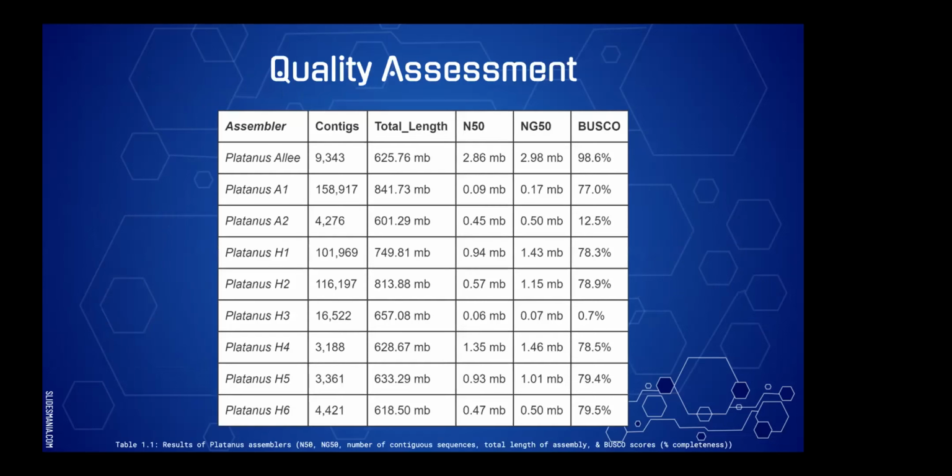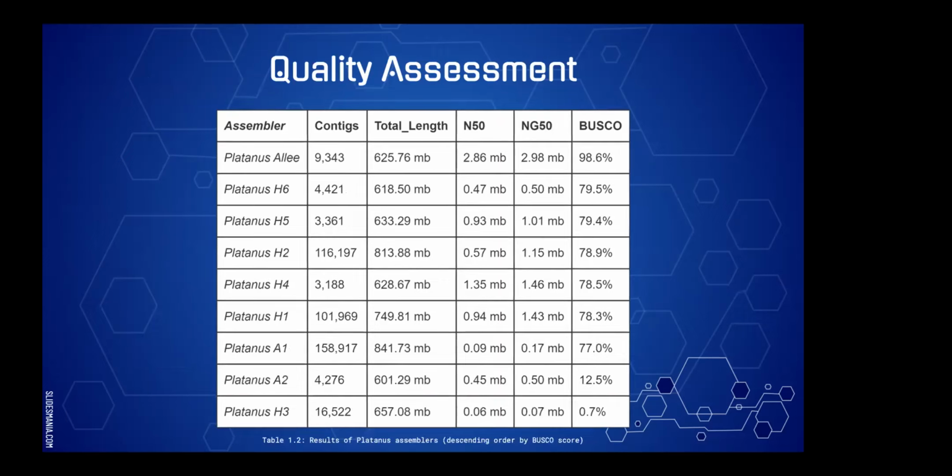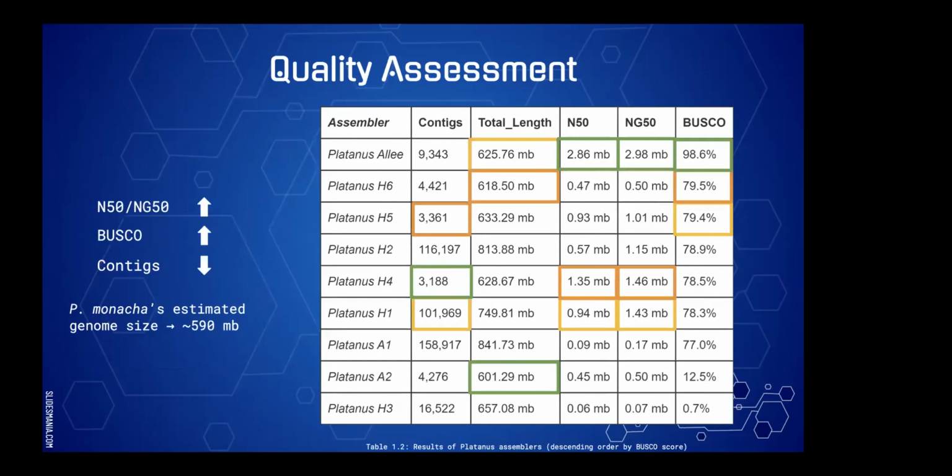So here's a table of results from our Platanis assemblers, and in order to better assess it, let us first order by BUSCO score, as it was one of our strongest indicators of quality. And once we do that, we can go ahead and highlight some key pieces of information from each column. To do so, I went ahead and color-coded the top 3 values of each column and added some reminders on the left side of the slide.